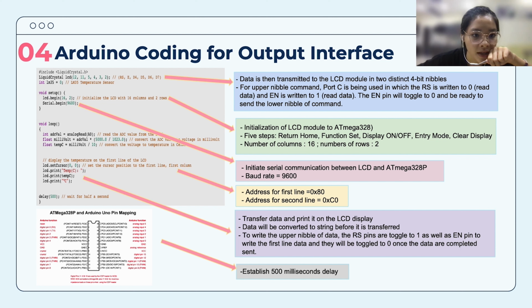set to 9600. Next, for lcd.setCursor(0,0), it shows the address of the first line is 0 multiplied by 80, while the address for the second line is 0 multiplied by C0. So for the lcd.print, it will transfer the data and print it on the LCD display.